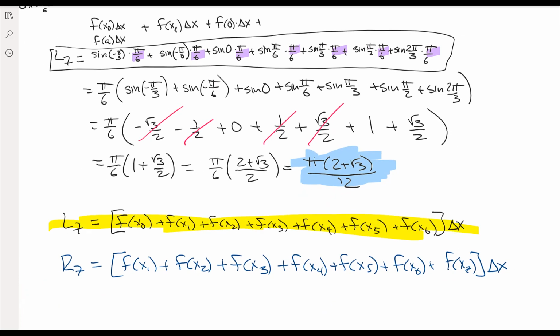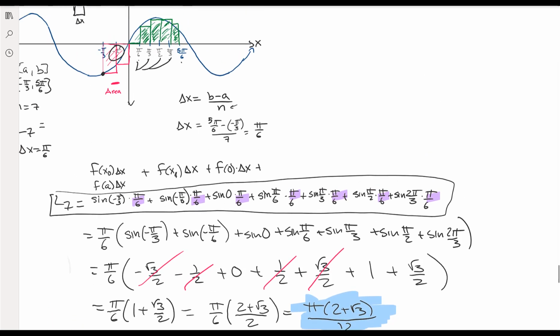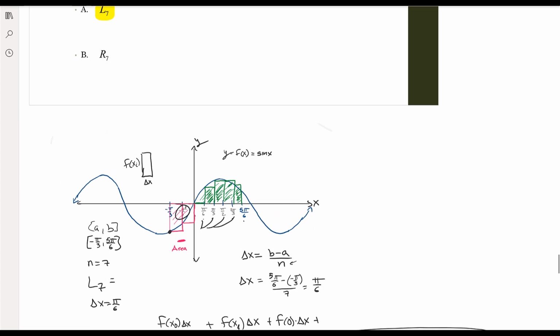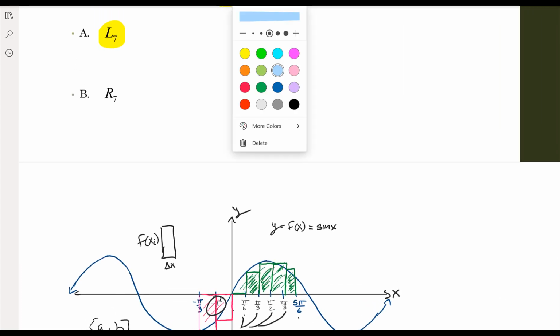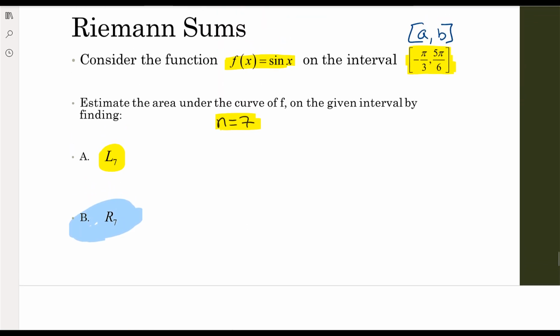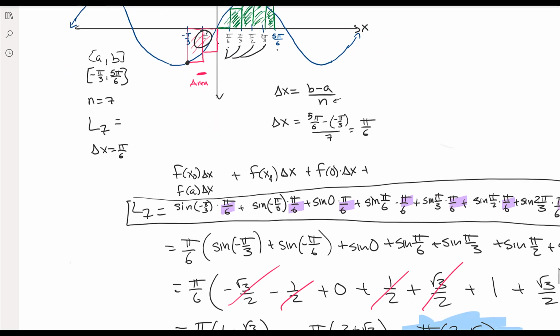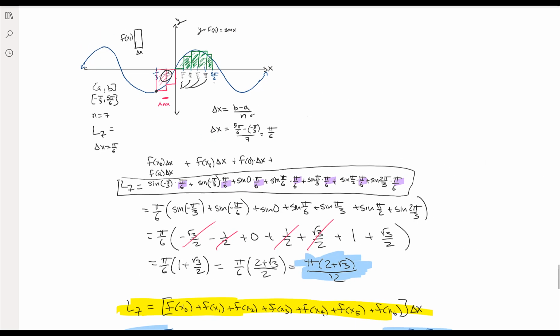I wanted to just do it by hand and get you the idea. But this is the formula that you will need in order to do your quiz. Your quiz is to do this same problem, except don't do L7. Your quiz is for you to do R7 with all the same stuff. You will consider the function f of x equals sine of x. On that graph, we're still going from negative pi over 3 to 5 pi over 6. Our change in x is still the same, and n is still the same. All you have to do is not include the same endpoint. So here's all the work done for you.